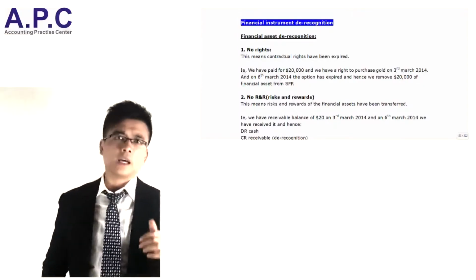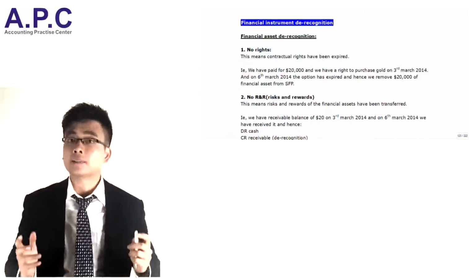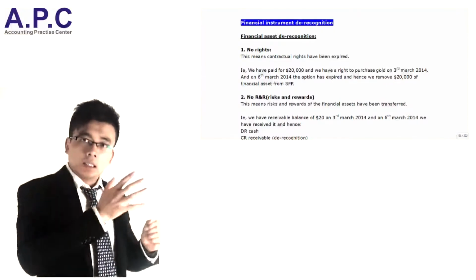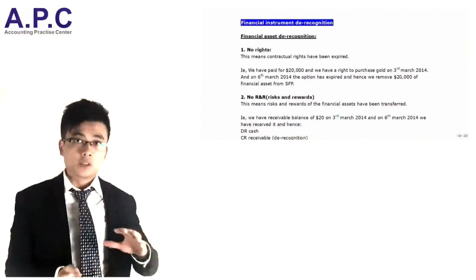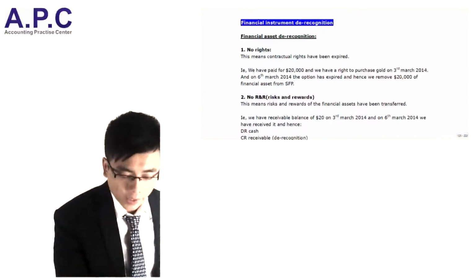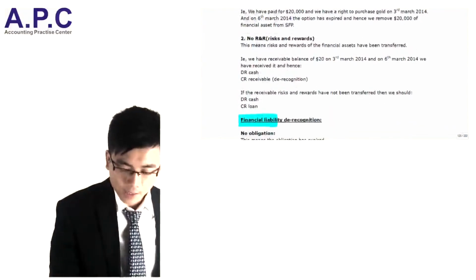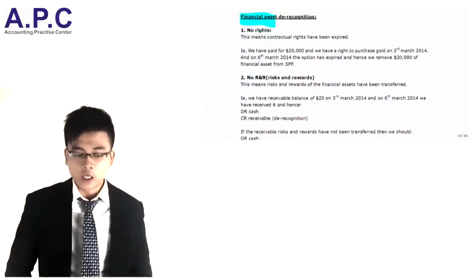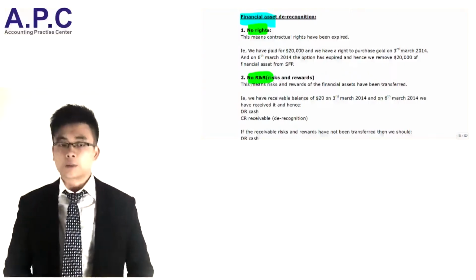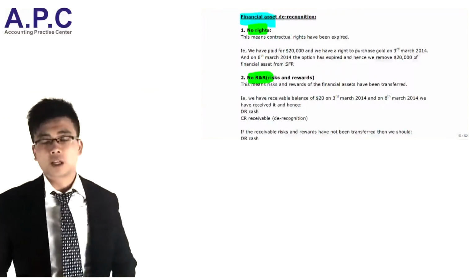So, after we look at the financial instruments, recognition as well as the measurement, of course we're going to focus upon the derecognition of the financial instruments, which means when we can take out the financial instruments from the financial statements. Of course, when talking about the derecognition, there would be the derecognition for the financial asset and there will be derecognition for the financial liability. The derecognition for the financial asset is where you have no rights or no risks and rewards. That's it. Those are the two circumstances. You can derecognize the financial asset. You're going to take the financial asset out from the financial statement.